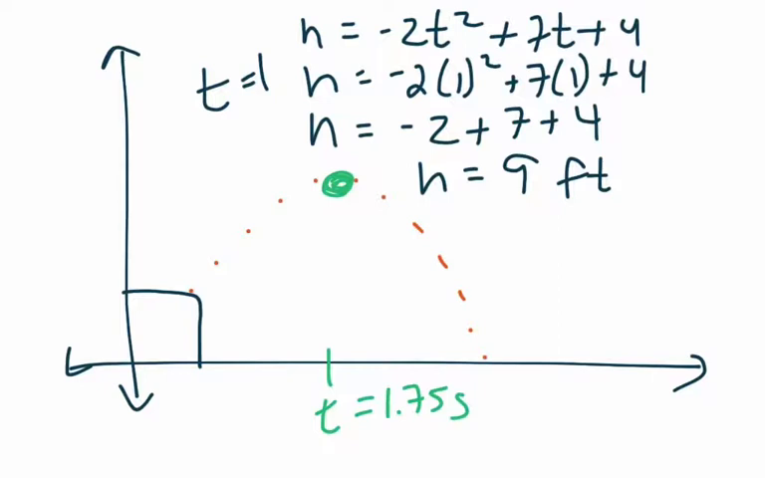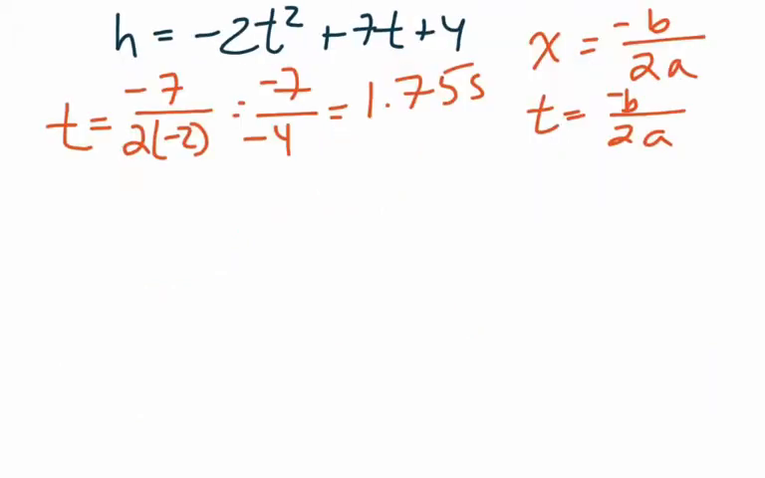We were asked what is the maximum height, which means we need the y coordinate, or in this case, the h coordinate. So we're going to take the 1.75, plug it in for t, and that's going to give us the height at 1.75 seconds. So I'm going to go ahead and plug that in.